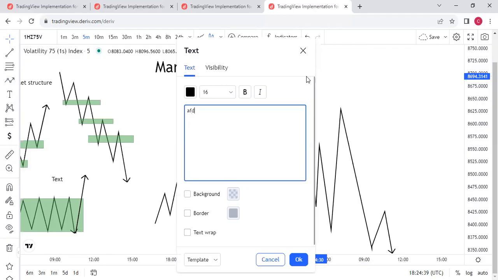Please, I hope I'm not too fast. No, it's very clear, bro. Don't worry, it's very clear. This is what we call the advanced market structure.